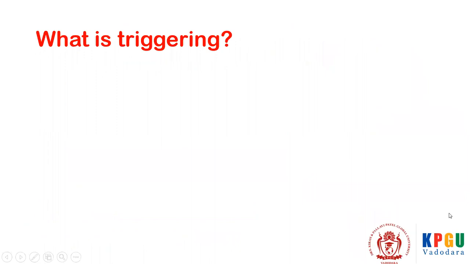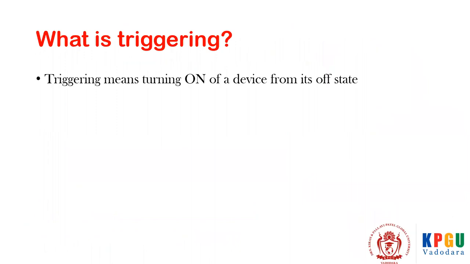So what is triggering? Triggering is nothing but the turning on of a device from the off state. So when we try to switch the SCR on, we call it triggering of the SCR.